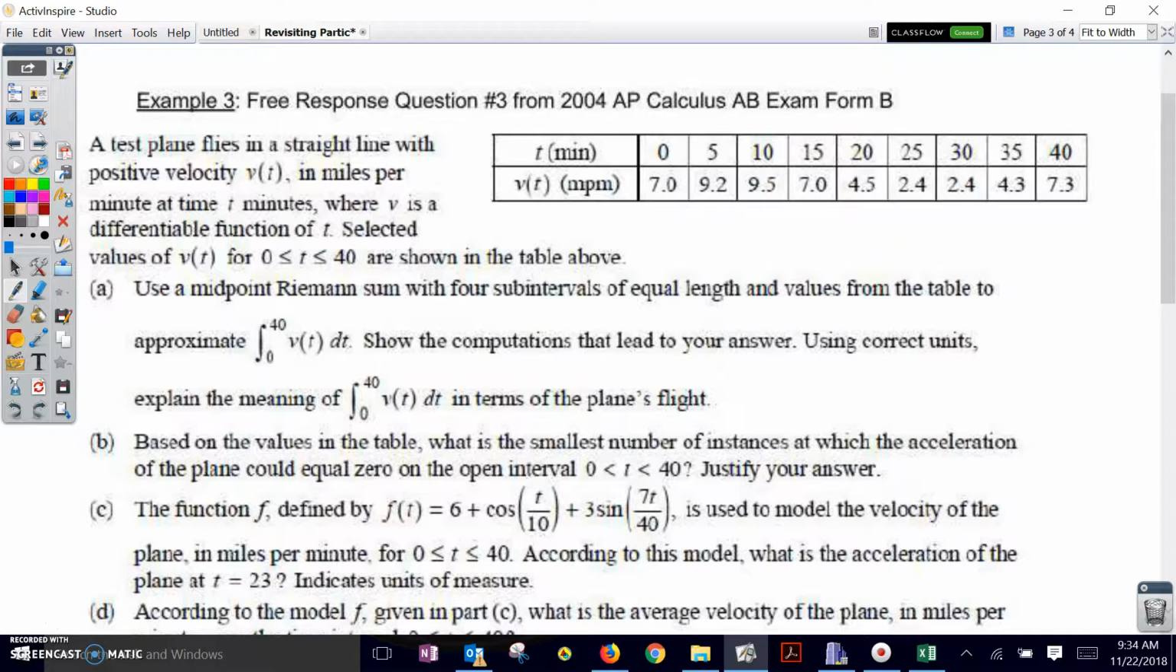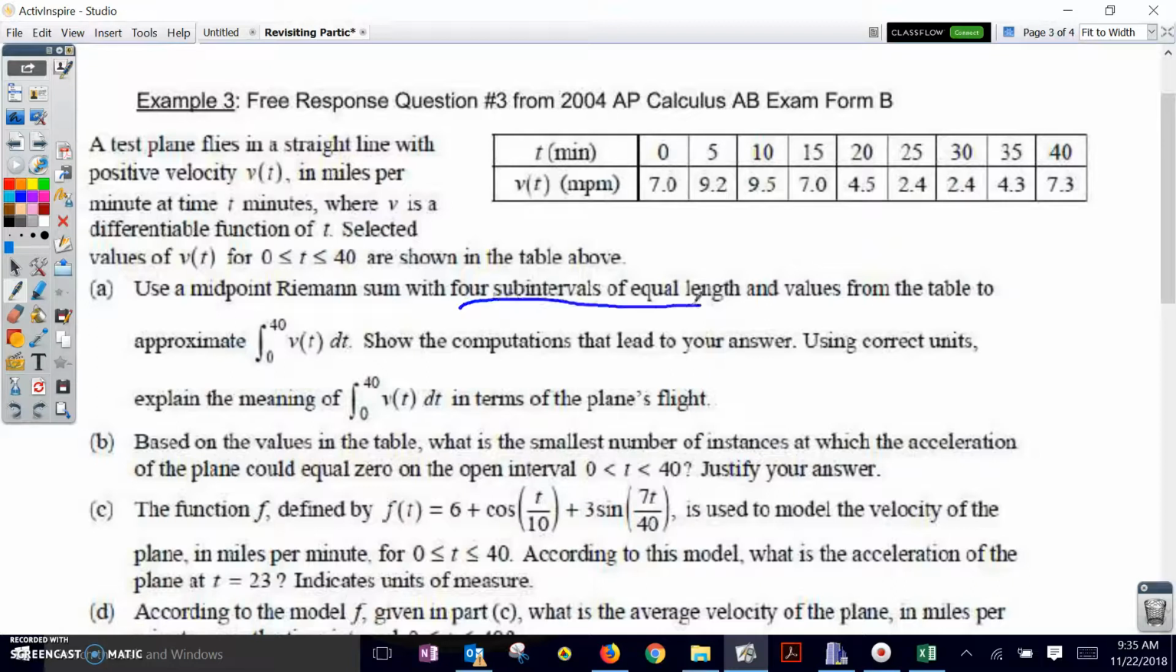So if we look at the lead-in, a test plane flies in a straight line with positive velocity v of t, in miles per minute at time t minutes, where v is a differentiable function of t. Selected values of velocity are shown in the table above. Alright. Part A. Use a midpoint Riemann sum with 4 subintervals of equal length and values from the table to approximate the integral from 0 to 40 of v of t. Show the computations that lead to your answer. Using correct units, explain the meaning of integral from 0 to 40 of v of t in terms of the plane's flight.